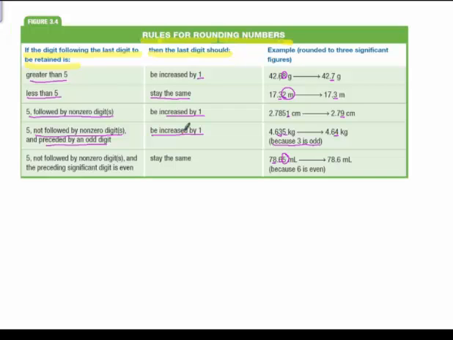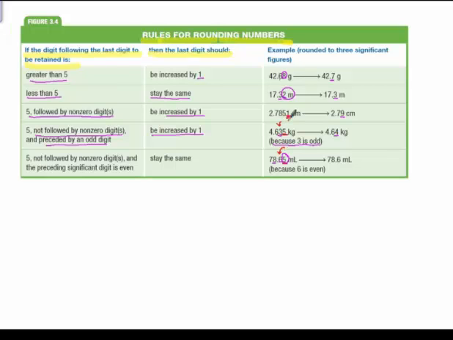If it is followed by a non-zero number, this is somehow confusing because here it is not being followed by anything, but here it is being followed by a number. You should note this point. If it's not being followed by anything else, that is when we look at the preceding number.